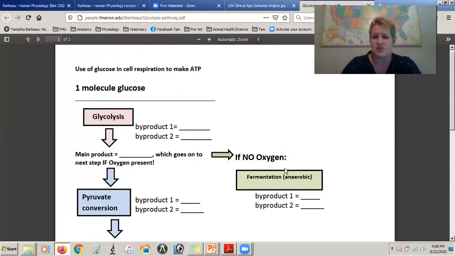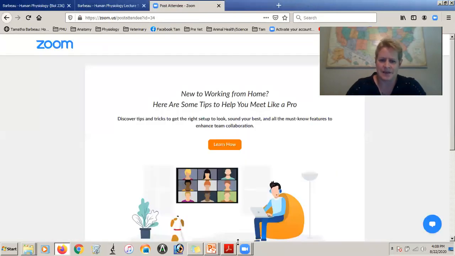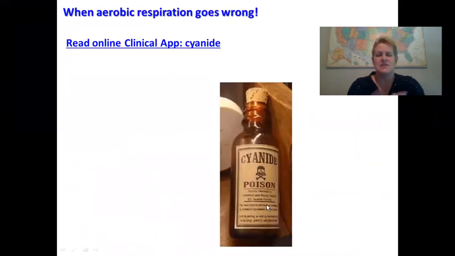I can also ask you what happens to pyruvate if there's no oxygen. So you'll want to practice that flow diagram, okay? Let's go back to our PowerPoint. All right, so the last concept, cyanide.